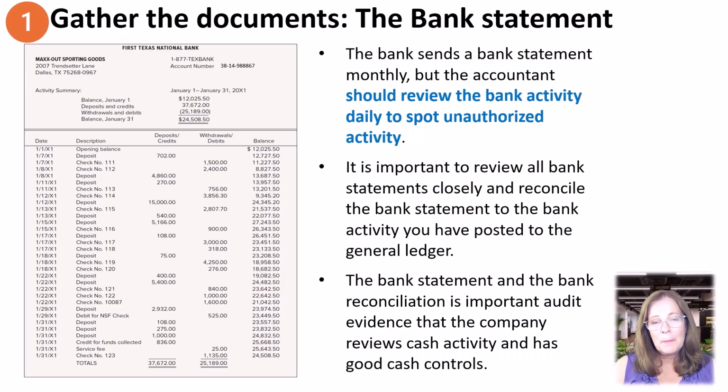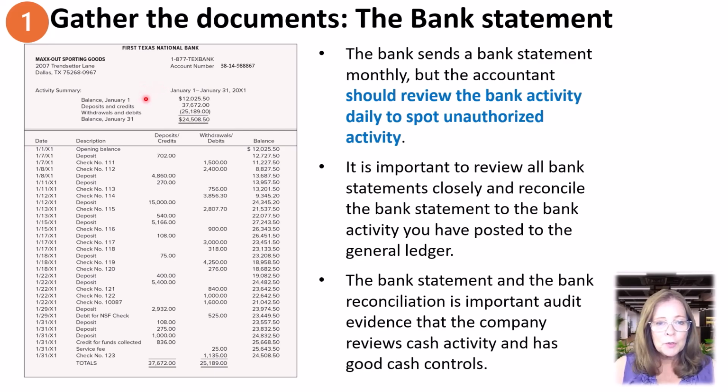The first step in the bank reconciliation process is gathering the necessary documents. And one of the documents is the bank statement. Each month, the bank provides a statement that summarizes the deposits received, checks paid, electronic transactions, and the ending balance for the account. And this is the bank statement for Max Out Sporting Goods. This statement was issued by First Texas National Bank and identifies Max Out Sporting Goods as the account holder. We can also see the account number and that the statement is for January.